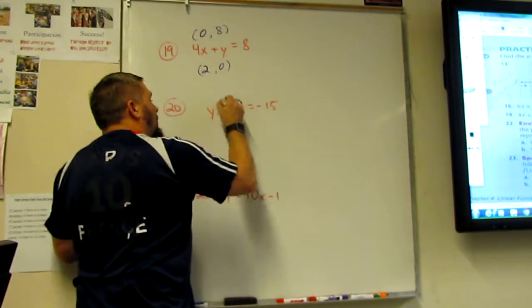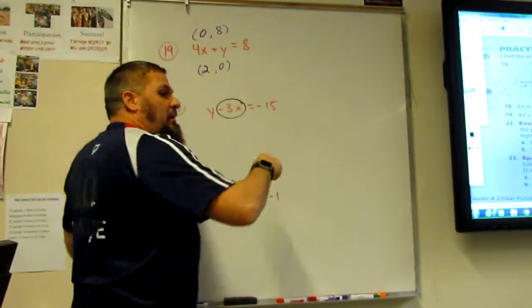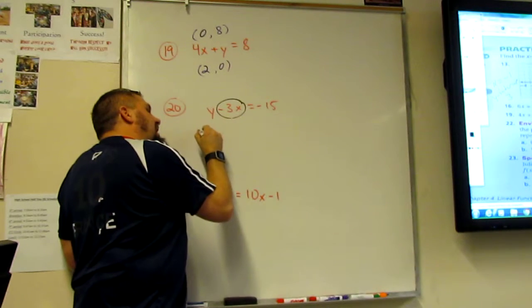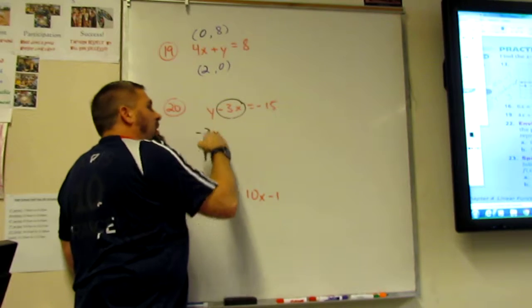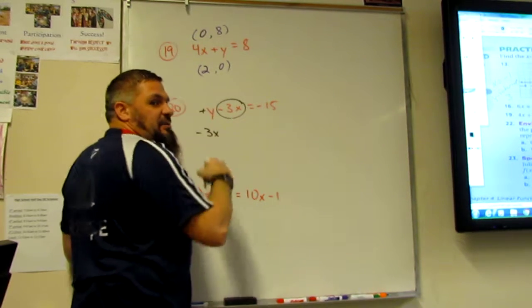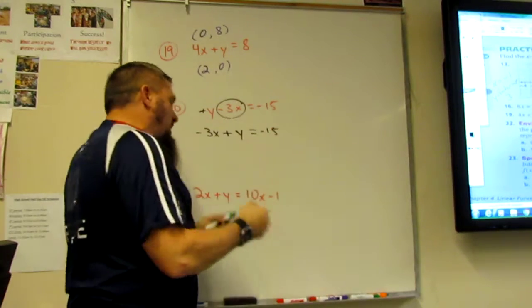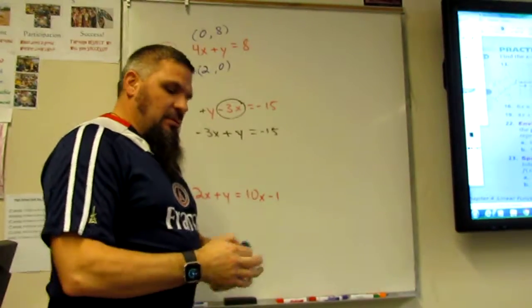You're going to move this whole thing, right, Skylar? I'm going to move all of it, even the negative. So I want to move that negative 3x. Now there's a hidden positive out here, so that's plus y equals negative 15. And now I do the same thing.